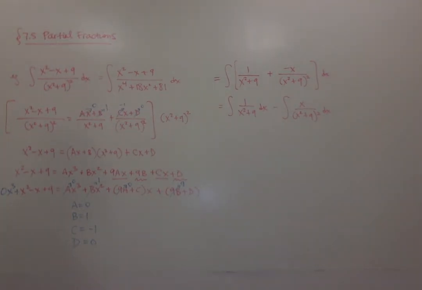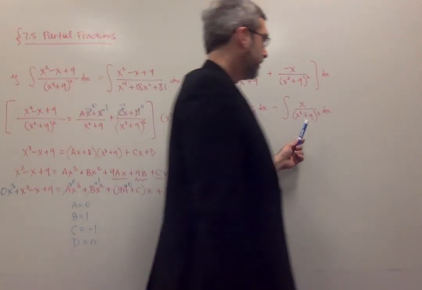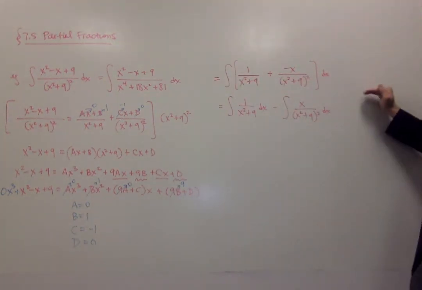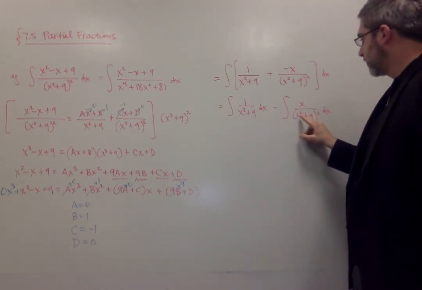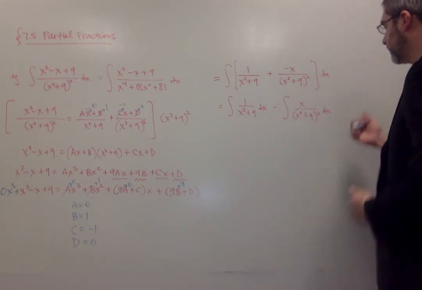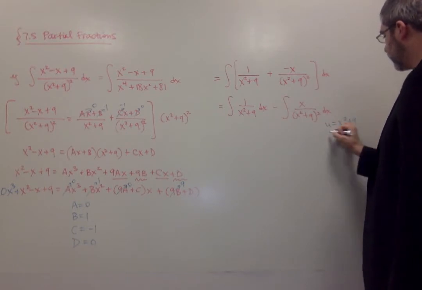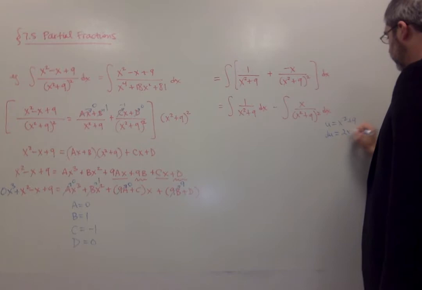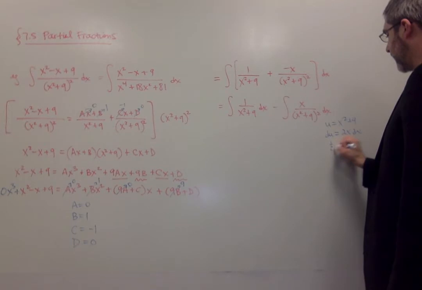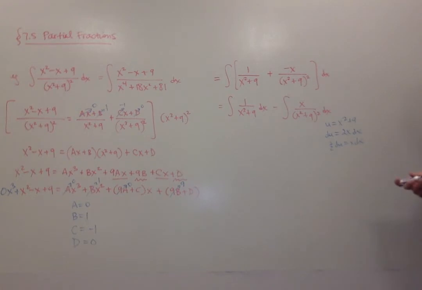Okay, let's take the easier one first. This one's actually the easier one. This one, you should see a composition here. So thinking through your techniques, you've got a composition. The top is basically the derivative of the bottom, or the inside of the bottom. So for this one, I'm going to let u equal x squared plus 9, and du is going to be 2x dx. And so 1/2 du is x dx.